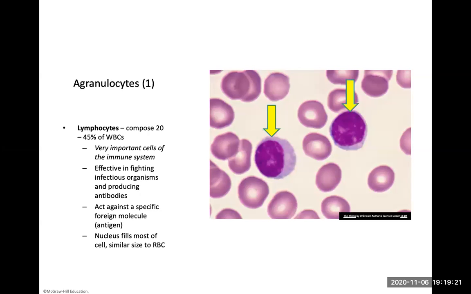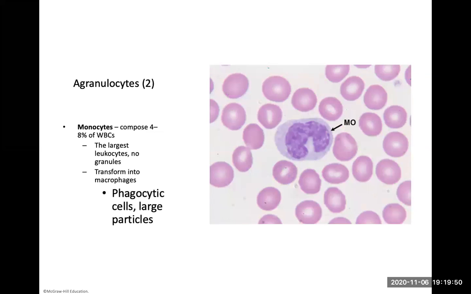And then the agranulocytes. We have lymphocytes, which compose 20 to 45%. They're very important cells of the immune system. You can have T and B lymphocytes, which you'll learn about in physiology. They are incredibly important in fighting infectious organisms and producing antibodies, and they will act against a specific foreign molecule and antigen. The nucleus fills most of the cell, and they are similar in size to a red blood cell.